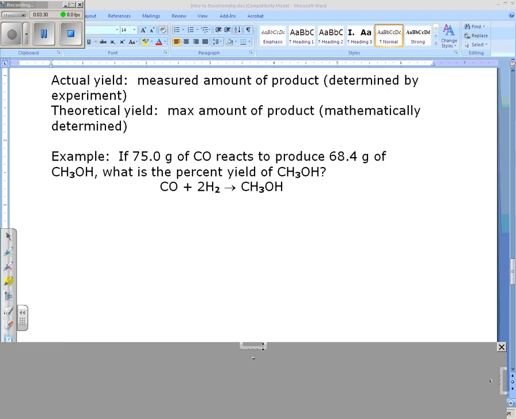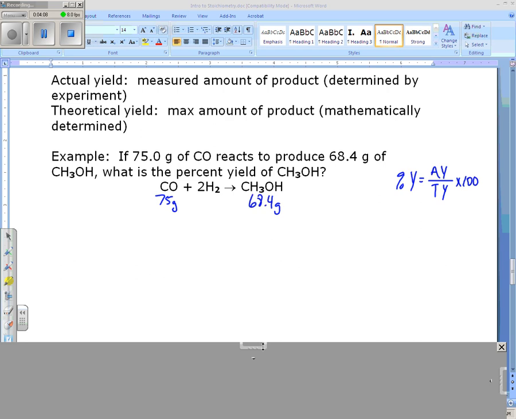Okay, so 75 grams of CO. 75 grams, that's how much I have of this. And then it reacts to produce 68.4 grams of the methanol. Okay, so to get our percent yield, we need actual yield over theoretical yield times 100.